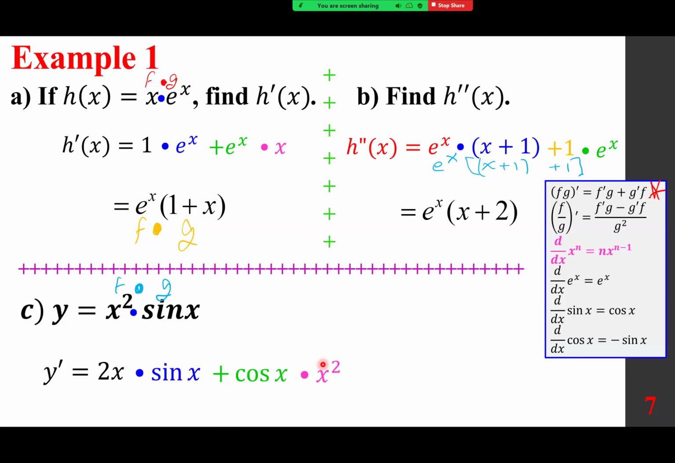And basically we're done. 2x sine x. I put the x squared in front because I've seen students making a mistake thinking this is x cubed, which is not. Don't mix them up.